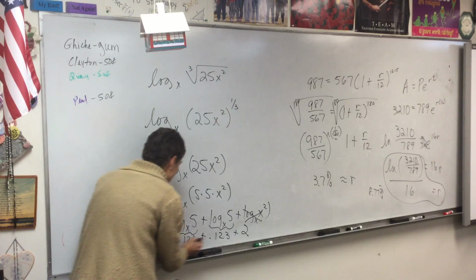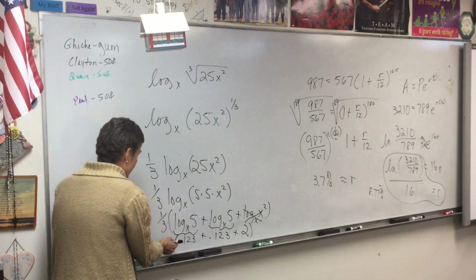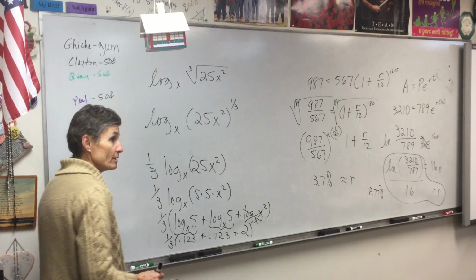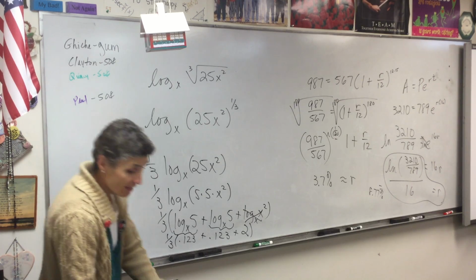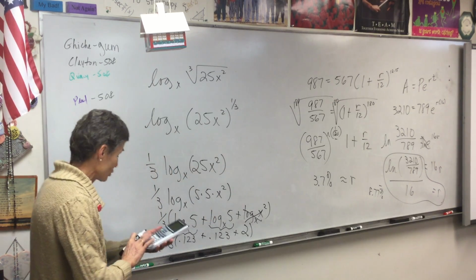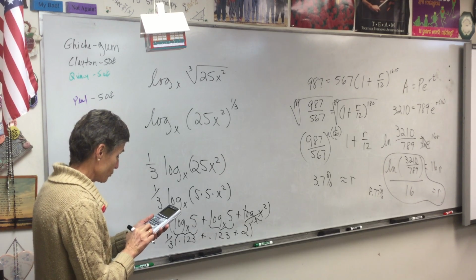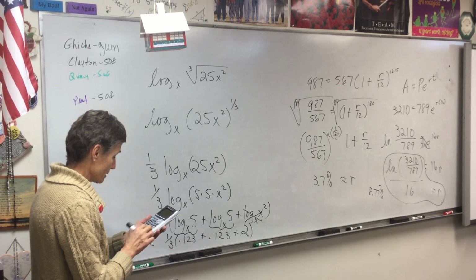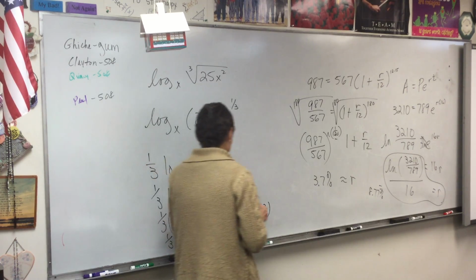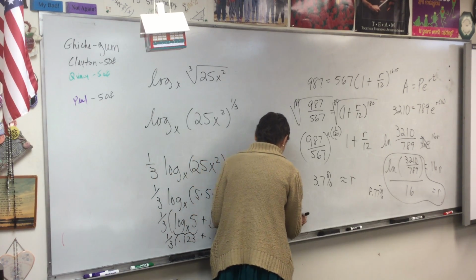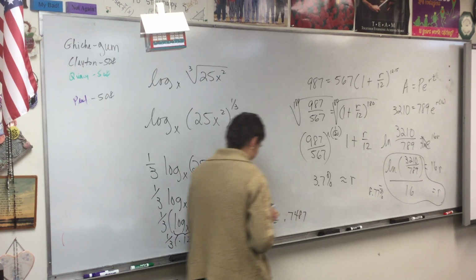So I have these 3 numbers all added up and then multiplied by a third. And that is the answer to the question. So 0.123 plus 0.123 plus 2, divided by 3. So did you get about 0.7487?